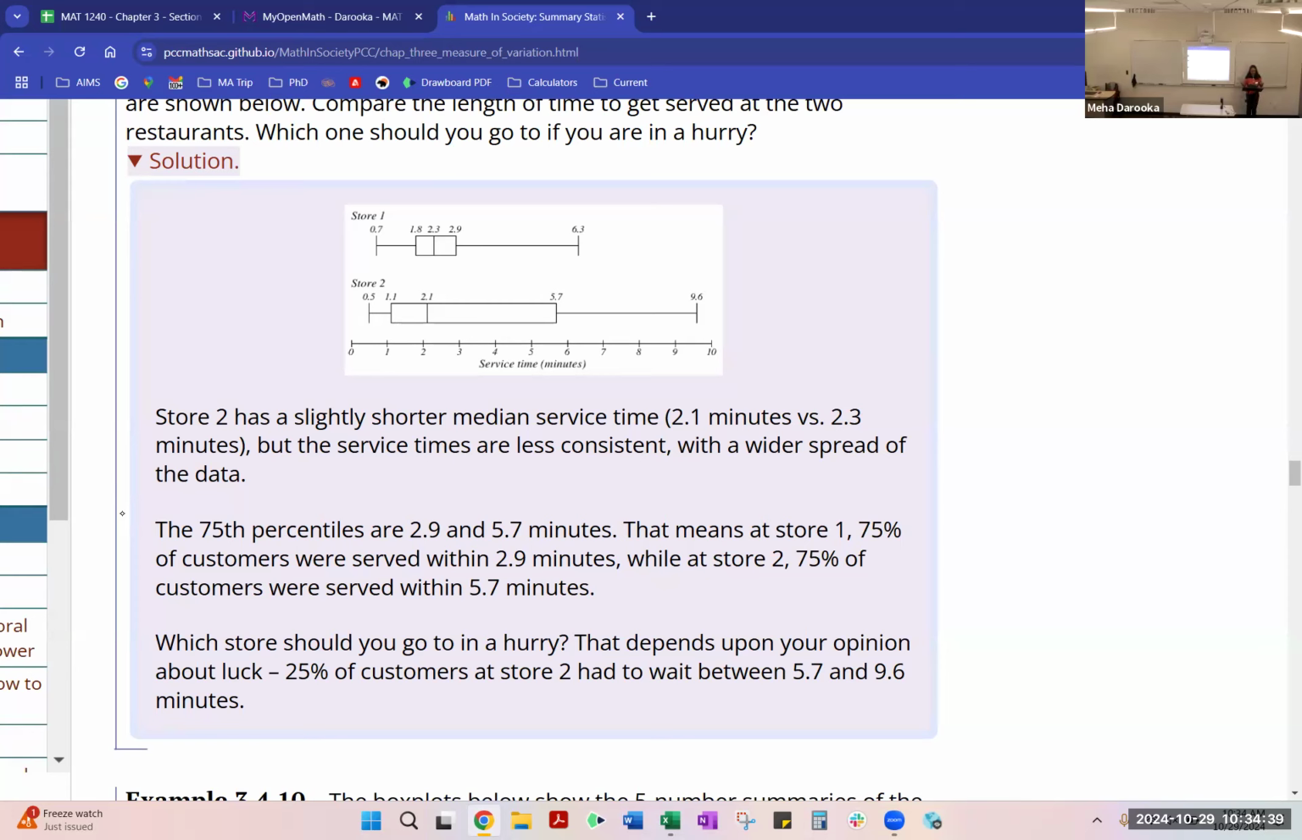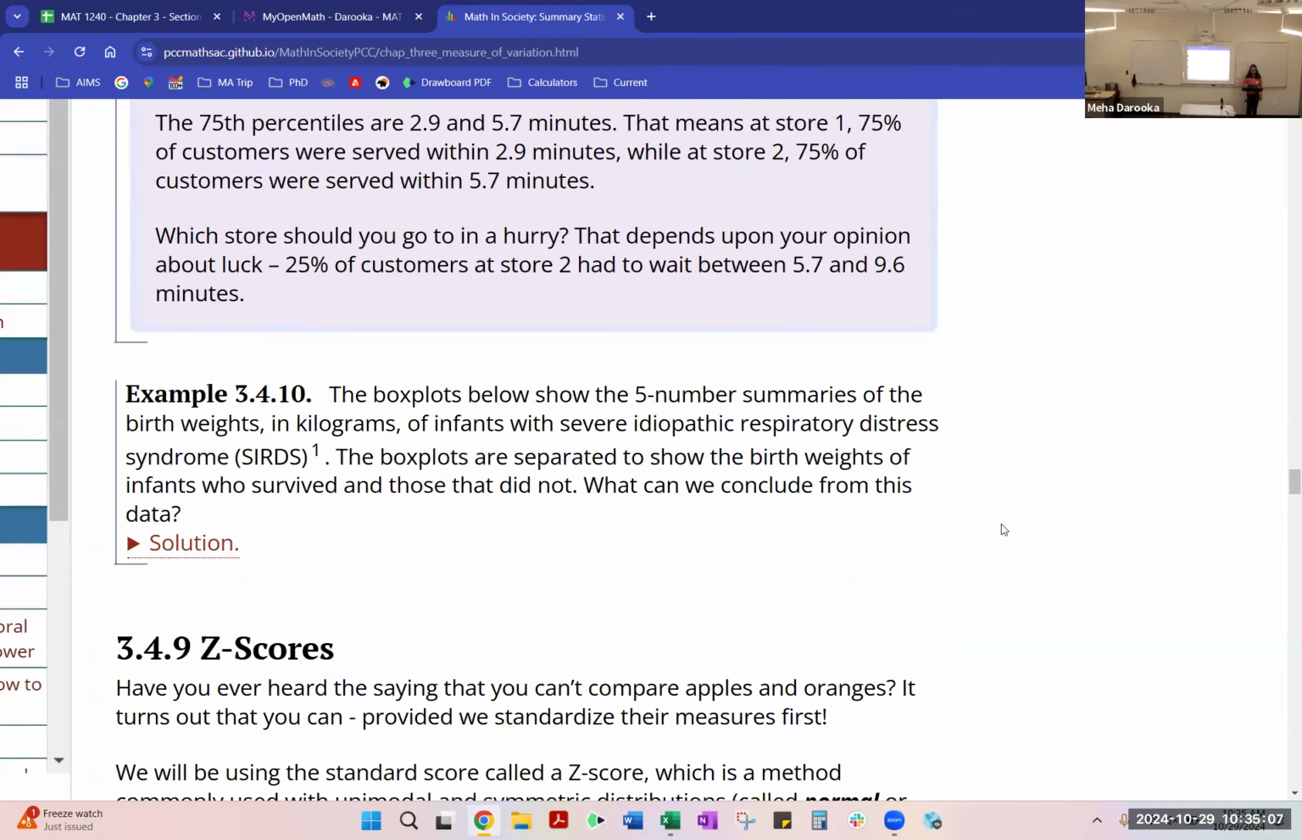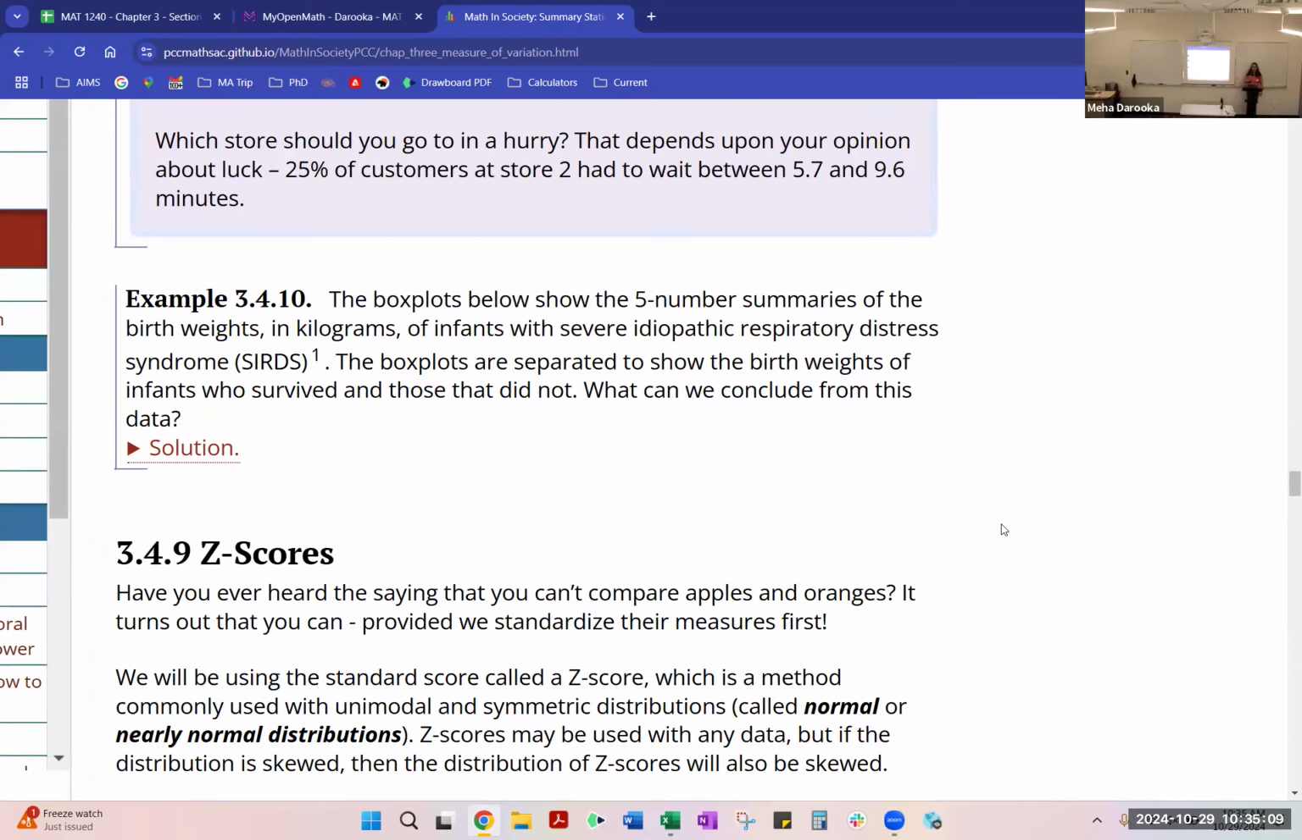So in that sense, I would say, yeah, maybe go with store one, which is kind of what you were saying, Samuel. And then they are saying, depends on your opinion about luck, 25% of the customers had to wait between 5.7 and 9.6 minutes. So they would be in that upper half of the data set, which I would not be happy about if I was one of those customers. Because if I'm going to be putting my health at risk by eating fast food, I don't really want to be standing in your driveway for 10 minutes waiting on my food.